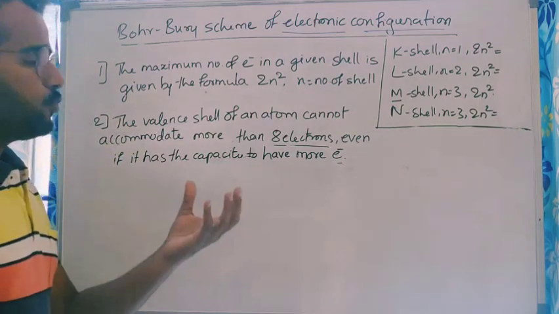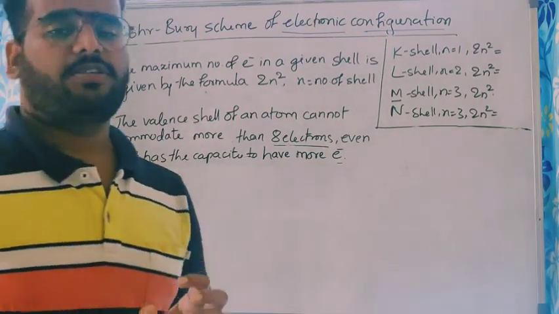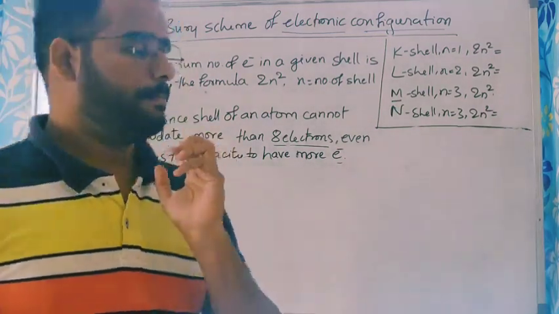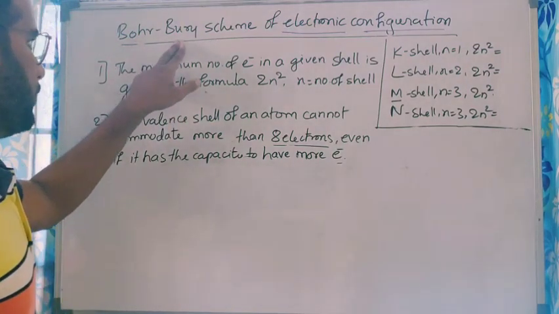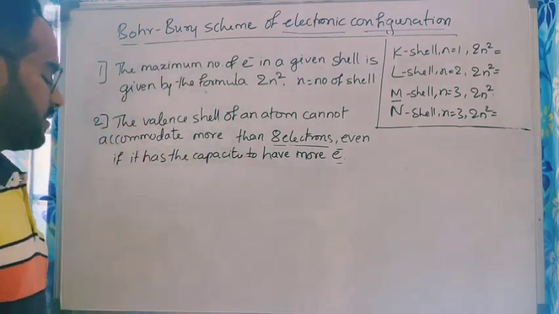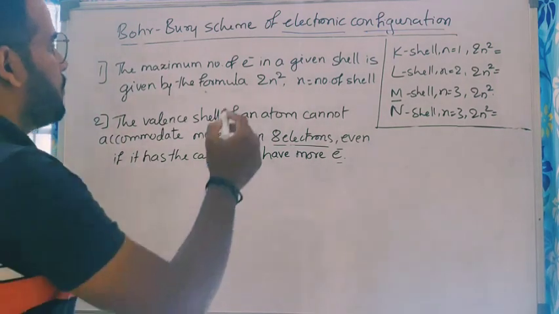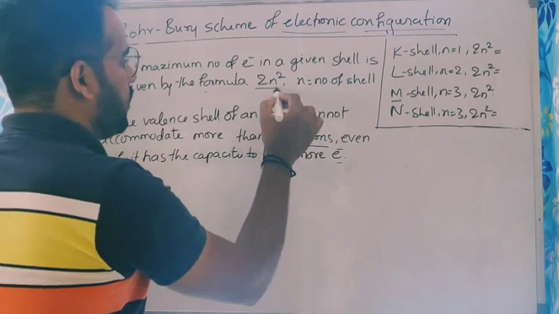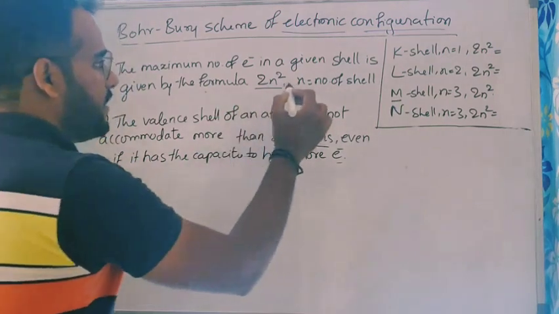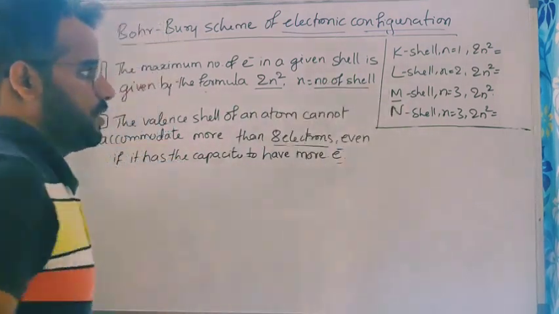So there are certain rules to write electronic configuration for any atom. It is given by Bohr and Bury, Niels Bohr and Charles Bury. The first rule tells us that the maximum number of electrons in a given shell is given by the formula 2n square, where n represents the number of shell.